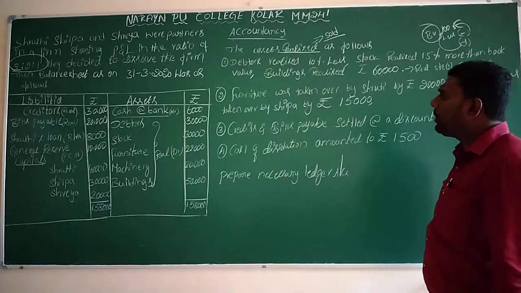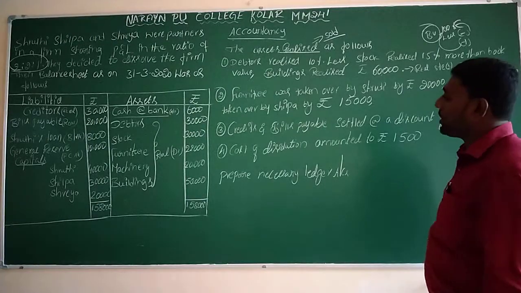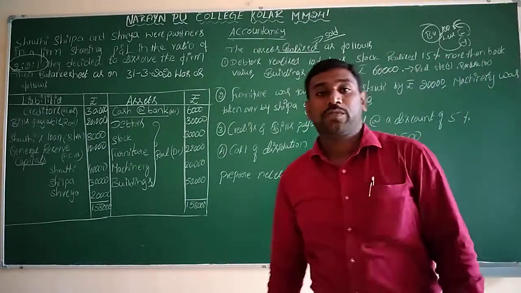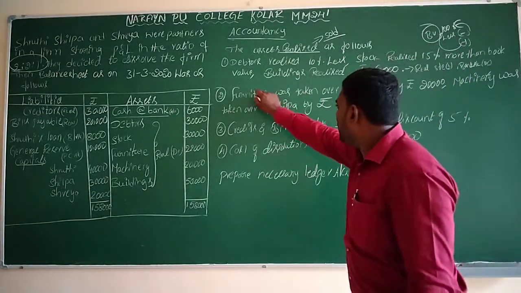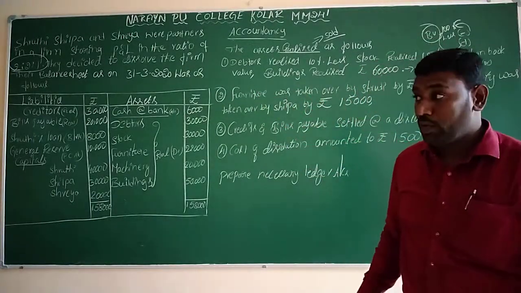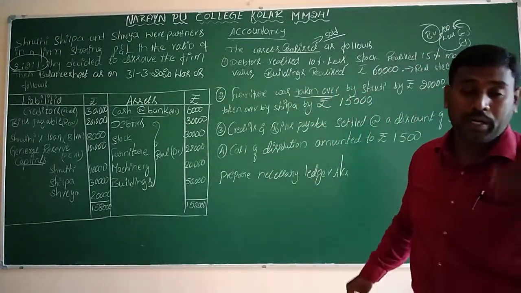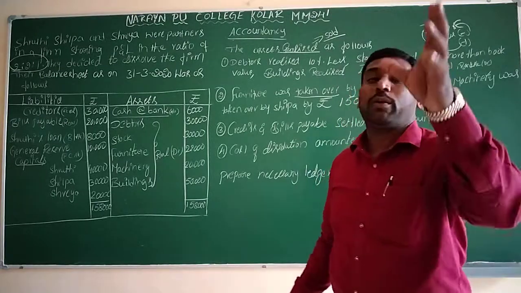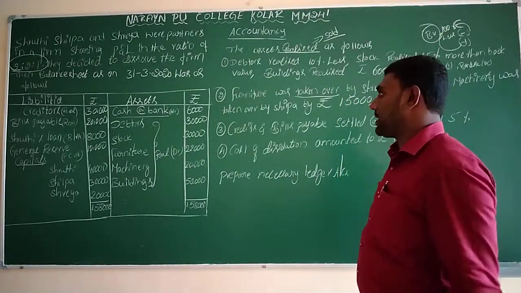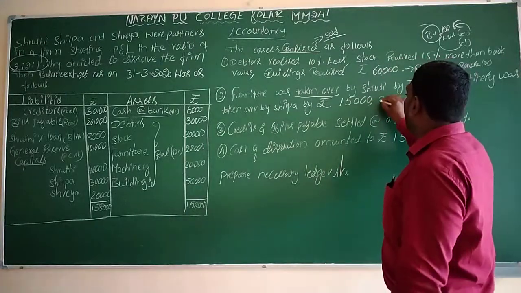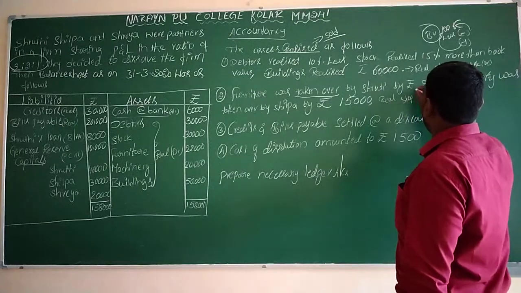Next, adjustment number 2: furniture was taken over by Shruti and machinery was taken over by Shilpa at rupees 15,000 and 20,000 respectively. So furniture and machinery are the assets. What will happen here? The assets will be taken over. Who is going to take over? A particular partner has taken over. So if any partner takes over assets, it will come in realization account step number 5.